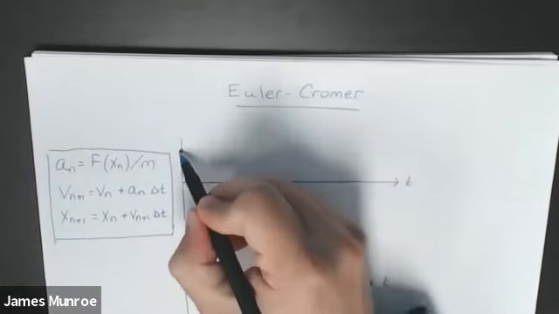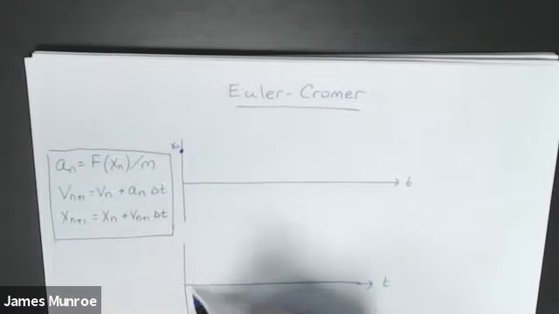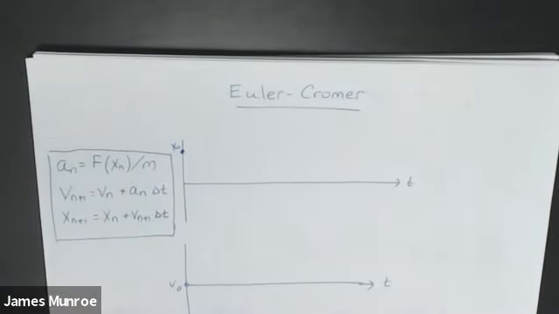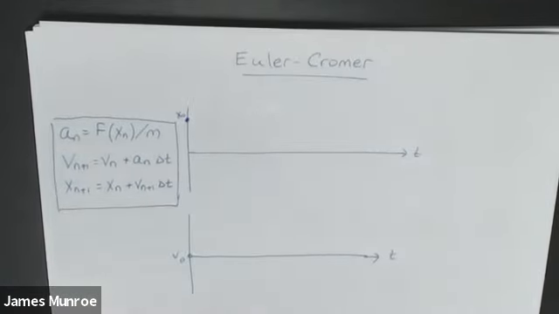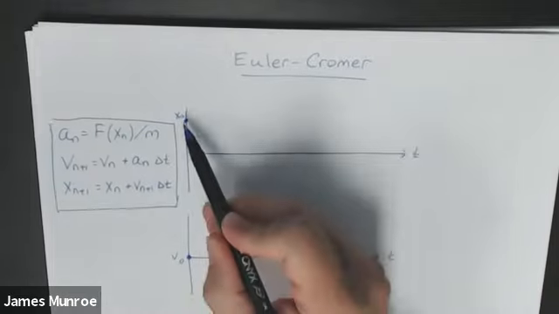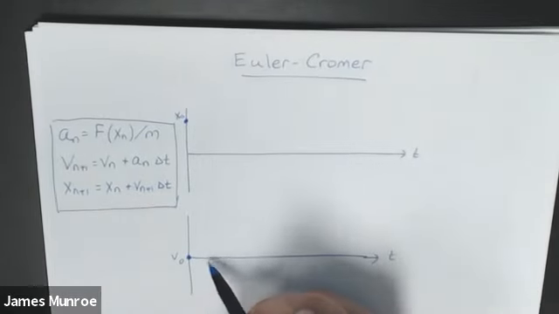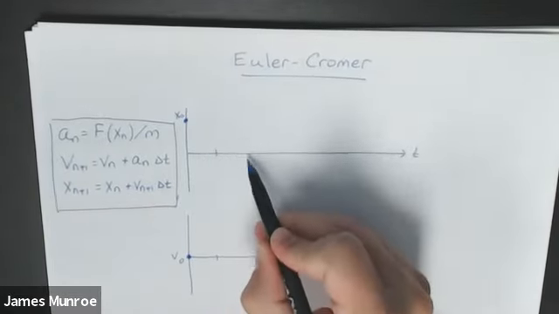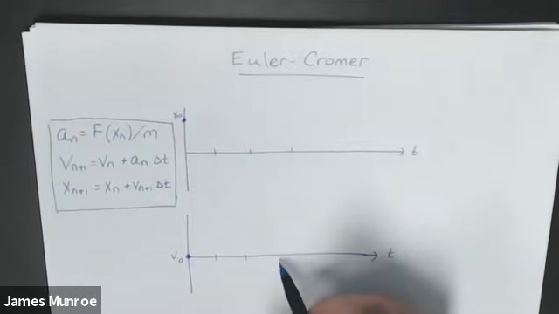We start off at the same initial point, x0. We start off at the same initial velocity, v0. Those have not changed. The difference in the algorithm is we first update the velocity. We use the acceleration at point 0 to figure out the new velocity. And again, we've got to do this for several different times.